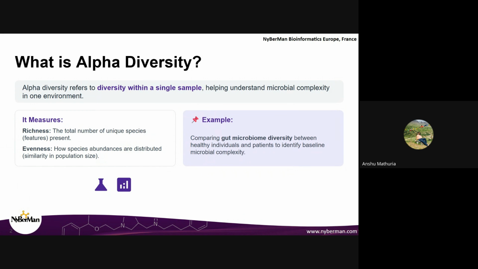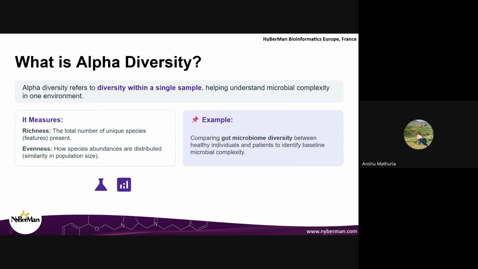This is not like comparing samples, which is given by beta diversity. Beta diversity is a comparison between two different samples. You can use the words intra and inter. So alpha diversity checks for both the richness and the evenness in a particular sample.